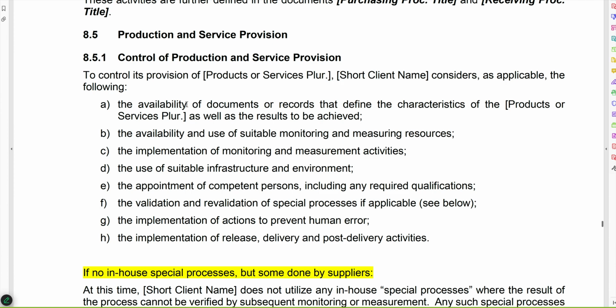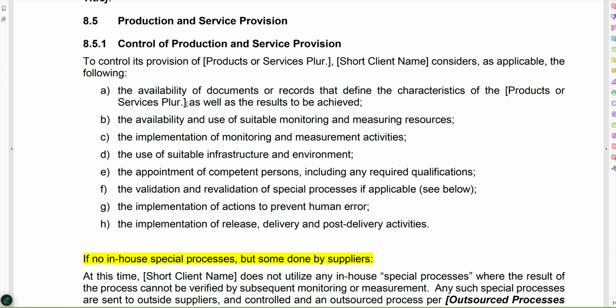Now in section 8.5, we have the production and service provision. Now we state that to control its provision of products, the company considers as applicable the following. The availability of documents or records that define the characteristics of the product or products, as well as the results to be achieved, the availability and use of suitable monitoring and measuring resources, the implementation of monitoring and measurement activities, the use of suitable infrastructure and environments, and of course I'm inviting you to read the remaining points. But overall, what we are saying here is that we have the following procedures in place in order to control our production for its quality.